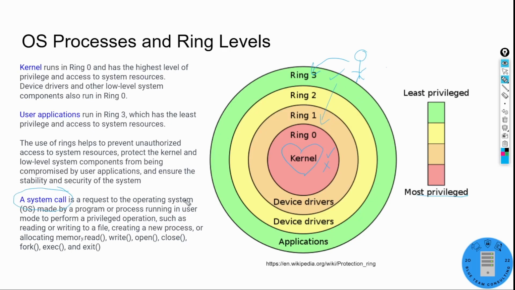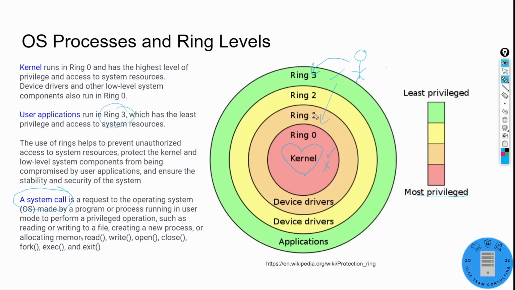So the system call is the request to the operating system made by the program or process running in user mode, which is pretty much in ring 3, and asks to perform a privileged operation. This can include reading or writing to a file, creating new processes, allocating memory, read, write, opening stuff, or exiting.